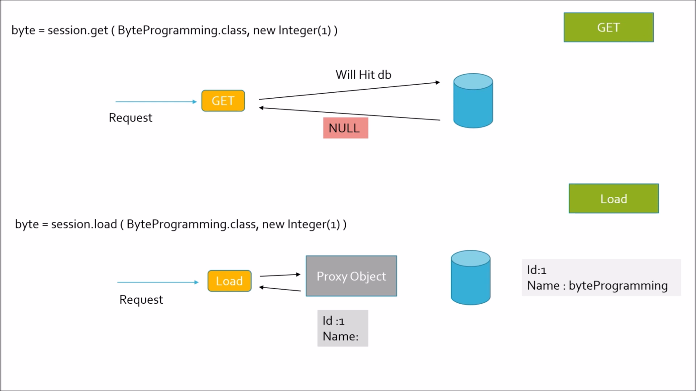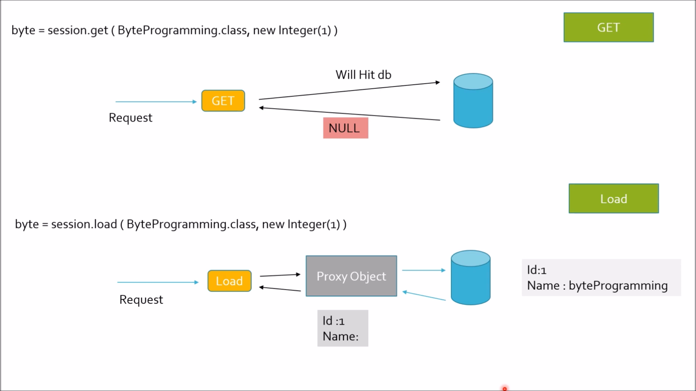Now, what if I call byte.getName to fetch the name only? In that case, a database call is made because you called a method other than the identifier itself. And then the whole response is returned to you, id equal to 1, name equal to byte programming.